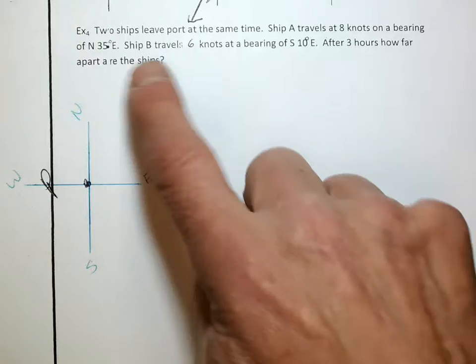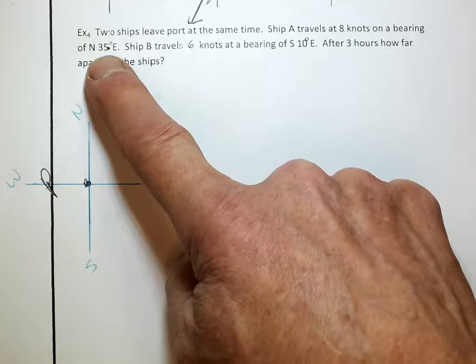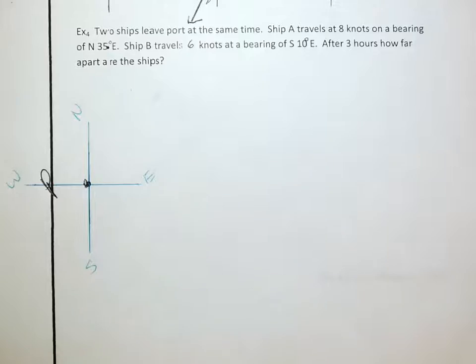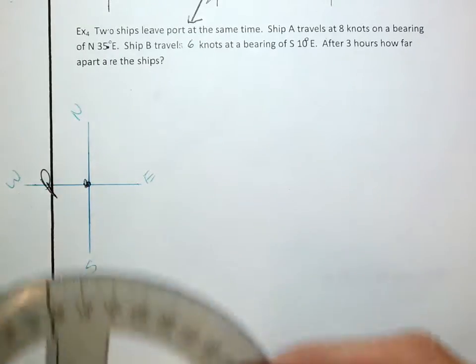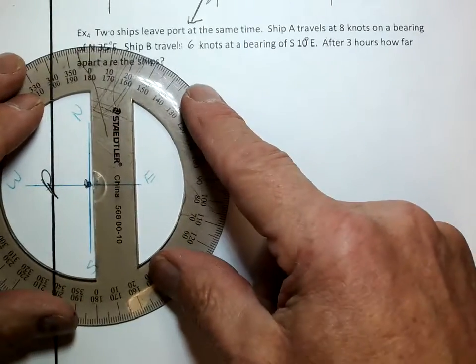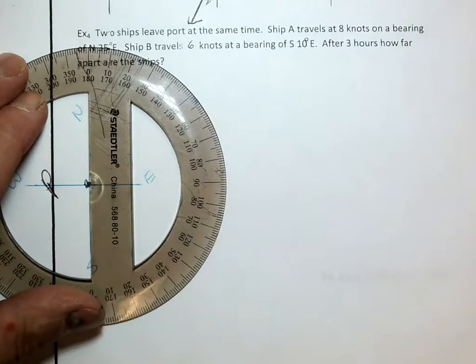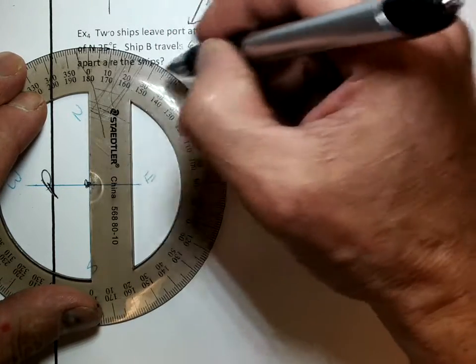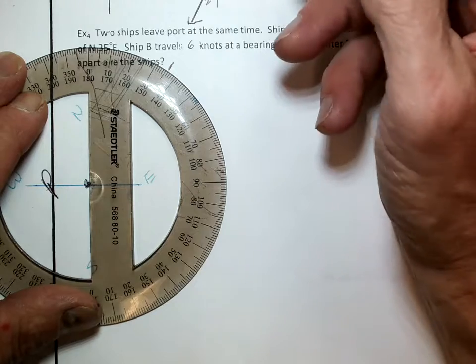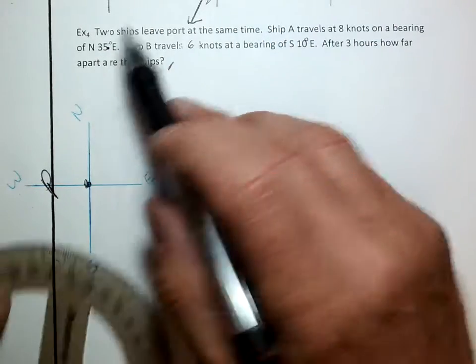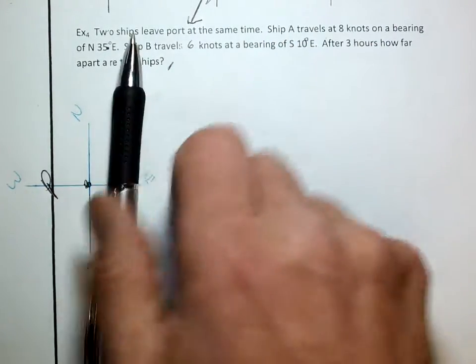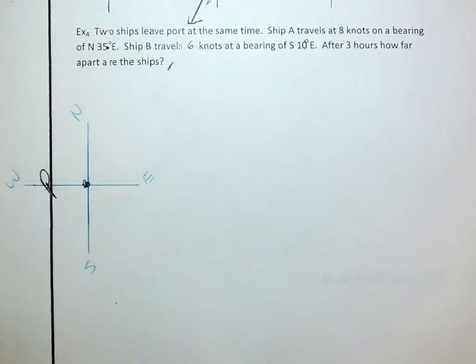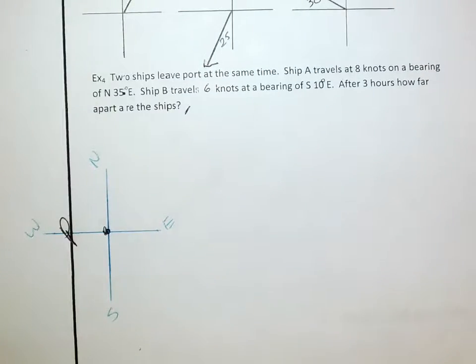Well, I'm going north and 35 degrees towards the east. So let's point north, and let's go 10, 20, 35 degrees towards the east. I'll rotate 35 degrees toward the east. Now that's going to be 6 knots, so I'm going to draw it 6 centimeters, okay?